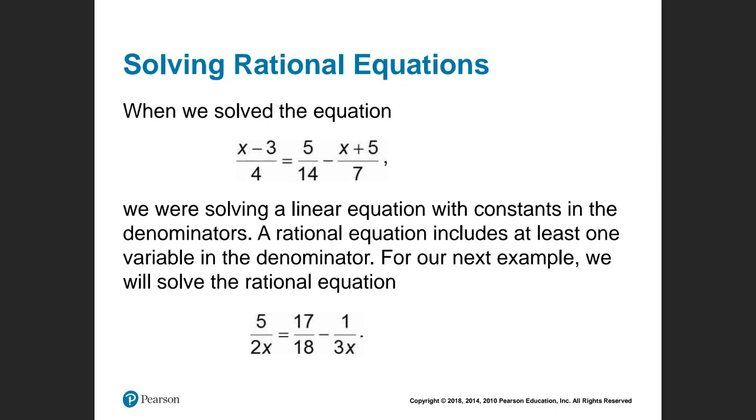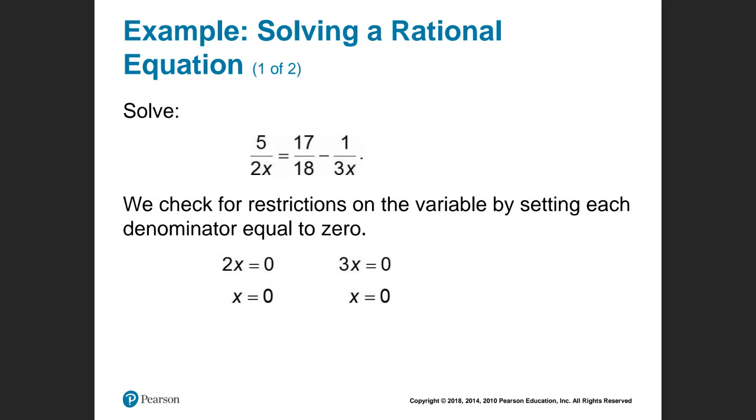For our next example, we will solve the rational equation. Look at the denominator, there is a variable over there. The first example before had no variable. Now let's look at the next example with a variable. Solve 5 over 2x equals 17 over 18 minus 1 over 3x.